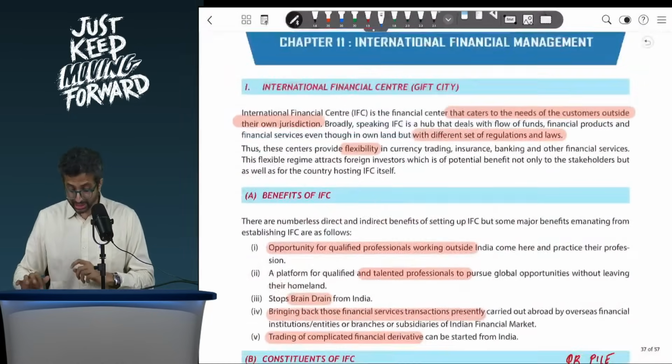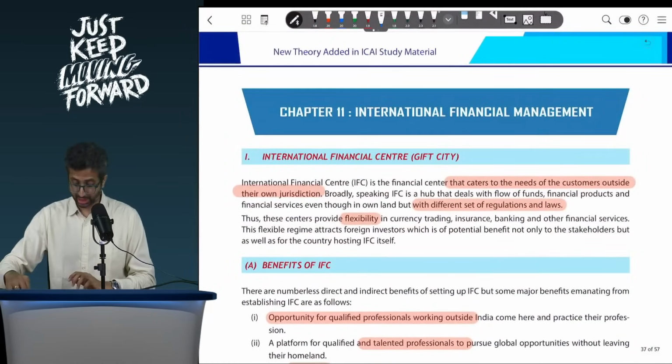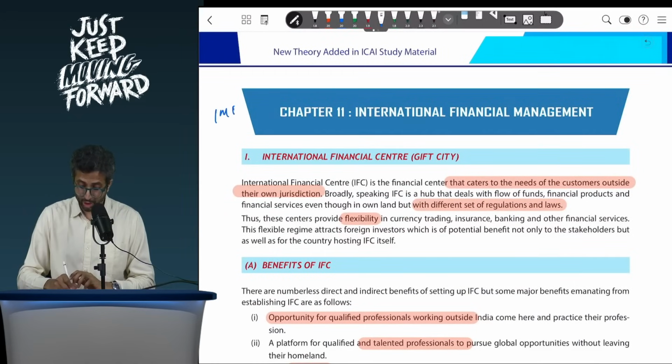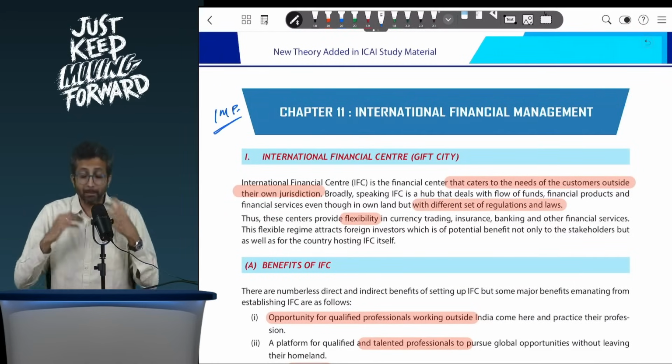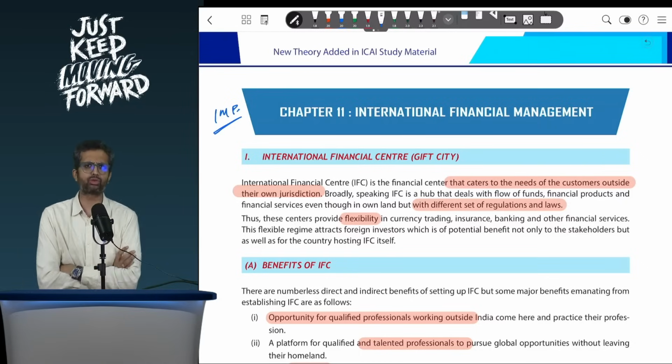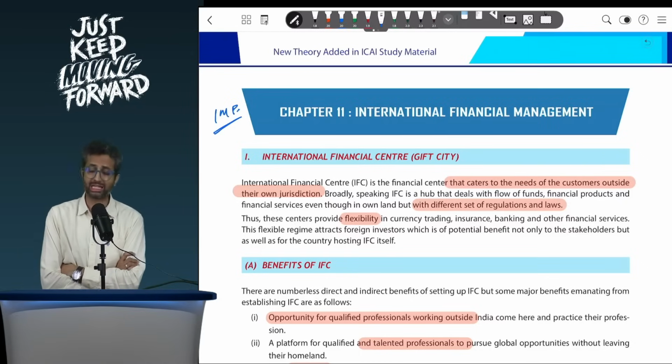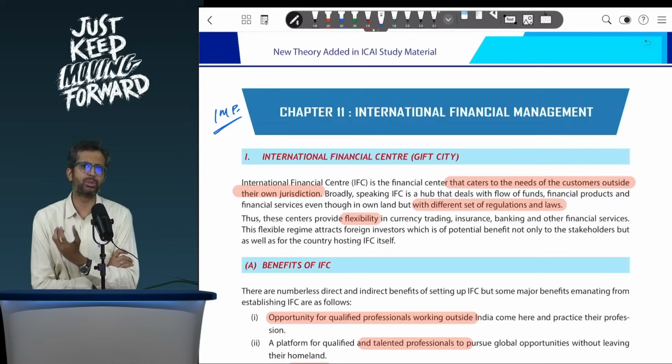Okay, next there is International Financial Center. I would put this as important because of so much buzz which is coming around the Gift City. So first of all, what is an International Financial Center? It is kind of a center which is in, let us say, a particular country like India.